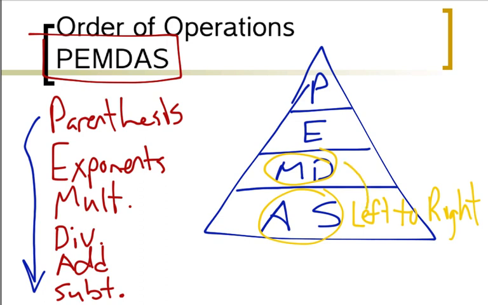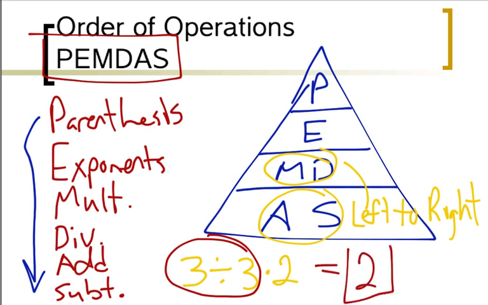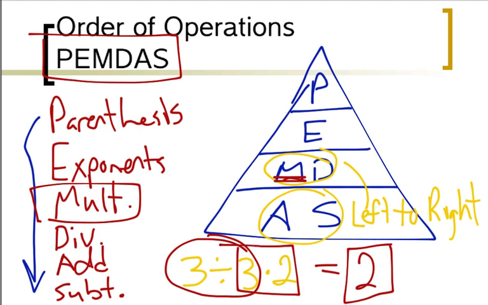So, for example, if I had 3 divided by 3 times 2, I don't multiply the 3 times the 2 first and get 6. I do the 3 divided by 3, which is 1, and then times that by 2, and the answer should be 2. Whereas if I did the multiplication first, because it looks like you do it first over here, that would give me 3 times 2 is 6, and then 3 divided by 6, I'd end up with 1/2, and that's the wrong answer. So it's got to be left to right, and that's why I introduced this pyramid, so that you can see that multiplication and division are on the same level.